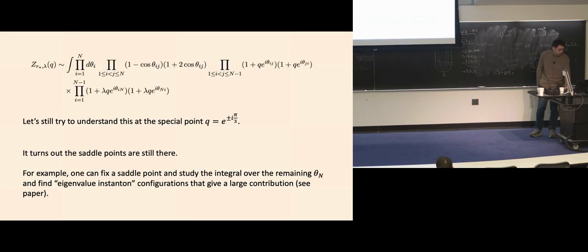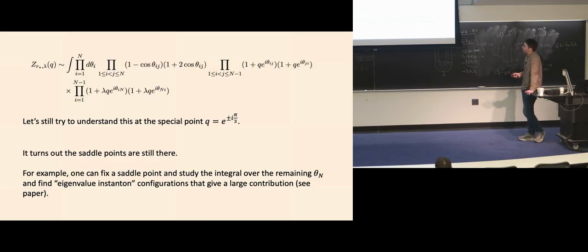Okay, so let me just try to tell you what actually happens in this case. Let's still try to understand this for this special value of Q that we discussed earlier. It turns out that the saddle points are still there. Even if I throw away this piece and set lambda equals 0, you can still find saddle point configurations for the 1 to n minus 1 eigenvalues. So they still have these equilibrium configurations.